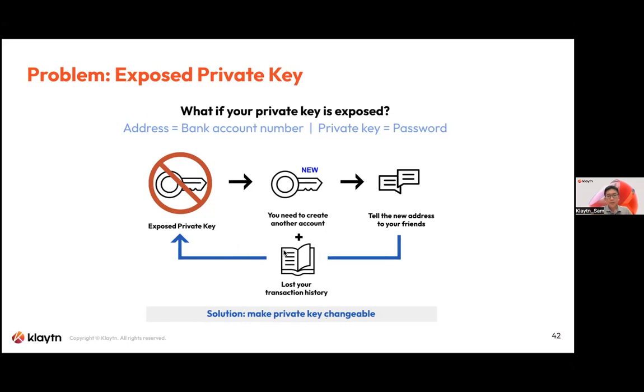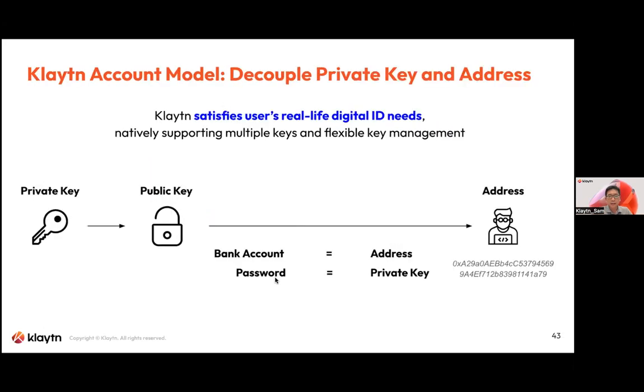When we thought about this problem, the solution was quite trivial. Instead of relying on the strong dependency between private key and public key, and public key here means the address, how about we make the private key changeable? That was the idea, and that's how we implemented it in Klaytn.